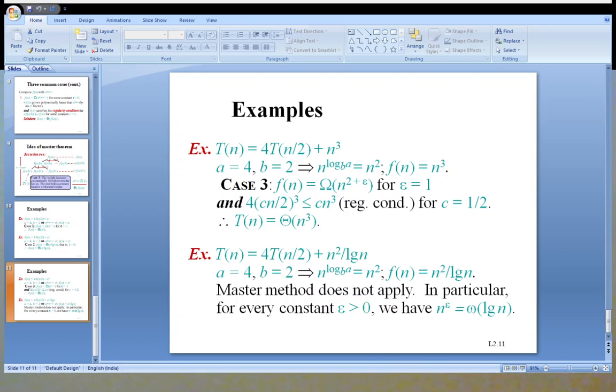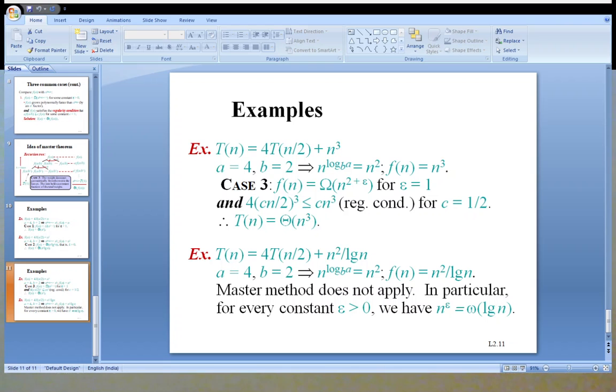Now the third example. Here the question is the same, T(n) equal to 4T(n/2), but the f(n) part is changed. Now it is equal to n cube. So in this situation, n raised to the power log a base b would remain the same, that is equal to n square, and f(n) is equal to n cube. So in this case, we can say that f(n) is equal to n raised to the power 2 plus epsilon. Definitely f(n) is greater than n raised to the power log a base b, for epsilon equal to 1. So we shall check and make sure whether it lies under case 3 or not. For that, we have to check the regularity condition.